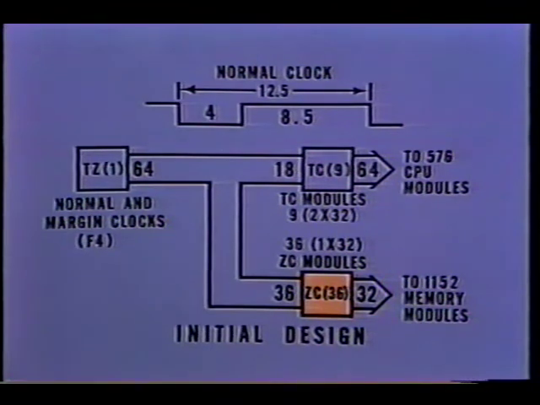The 36 ZC modules fan out the master clock to a maximum of 8 memory columns, or to a total of 1,152 modules. Each ZC module receives 1 copy of the clock and provides 32 outputs. By multiplying 36, the number of modules, times 32, the number of outputs per module, we arrive at the required figure of 1,152. You'll note that only 54 of the 64 TZ module outputs are used.